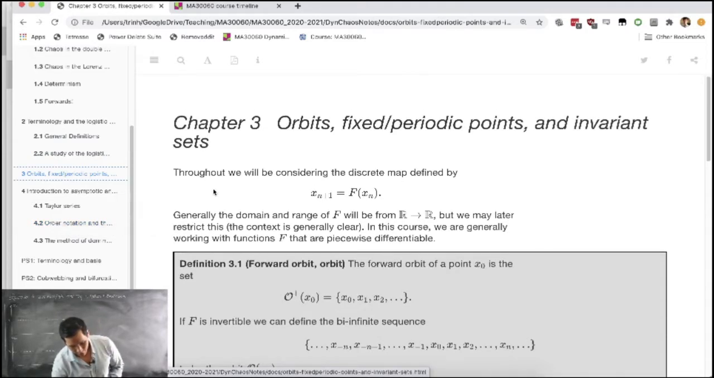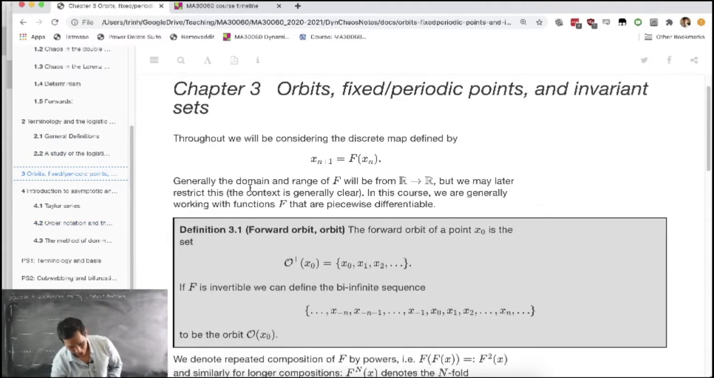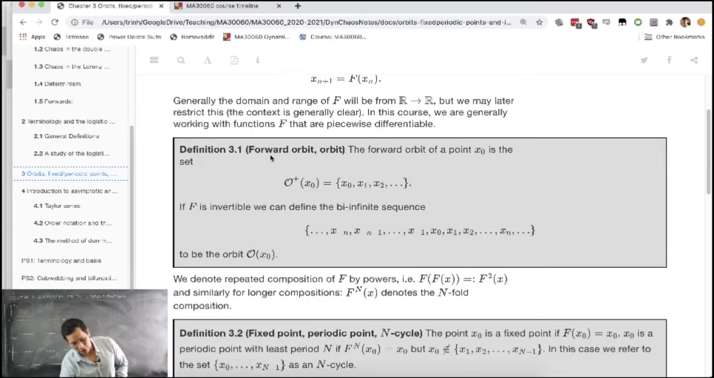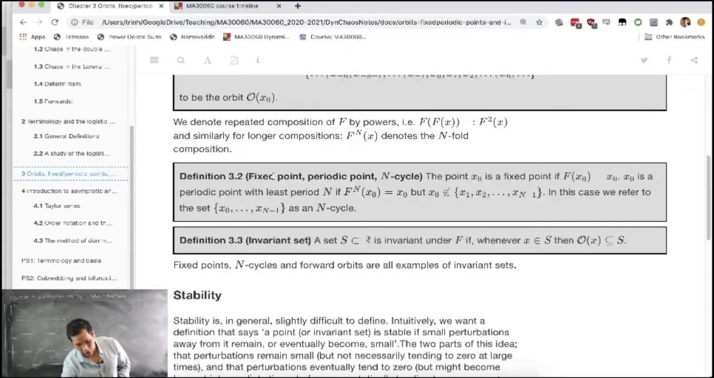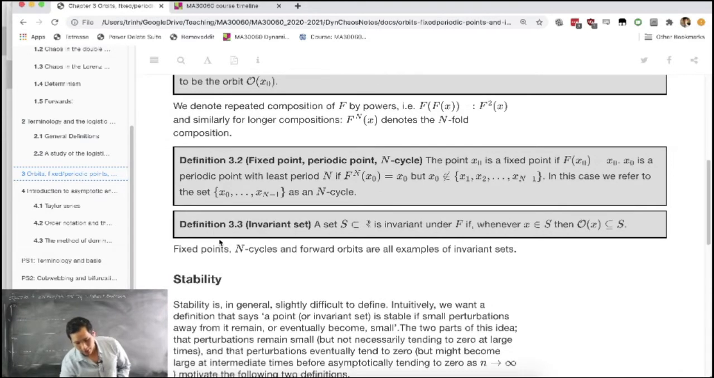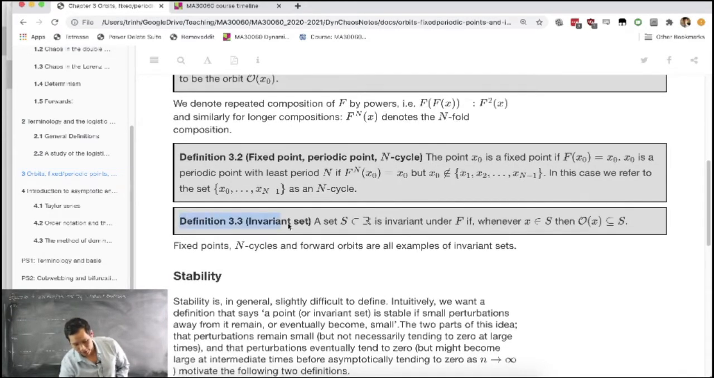Okay, let's very briefly review what we covered last class. We discussed definitions of forward orbits and orbits. This is Definition 3.1. We also wrote down the exact criterion for a fixed point. A fixed point is a point in which x naught is equal to f of x naught, and what an n-cycle is.